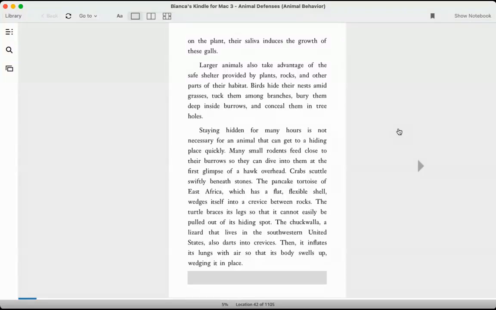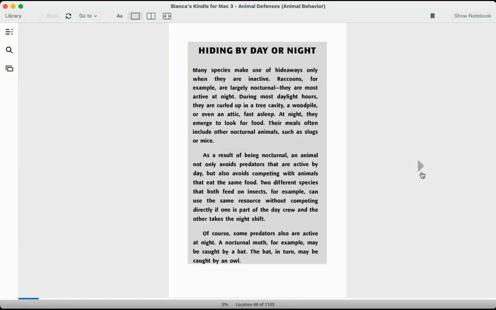The chakwala, a lizard that lives in southwestern United States, also darts into crevices. Then it inflates its lungs with air so its body swells up, wedging it in place.